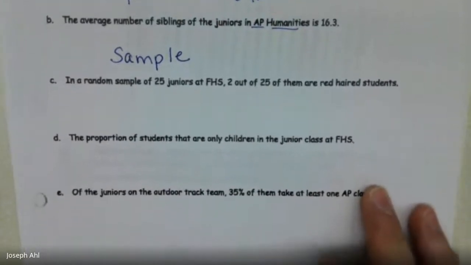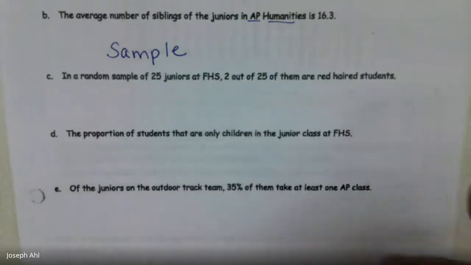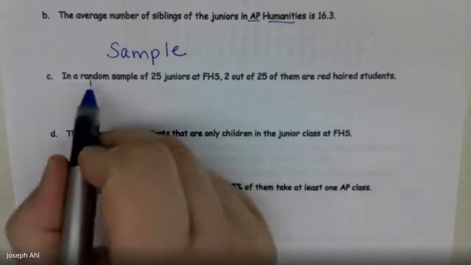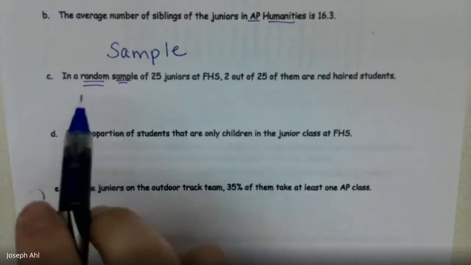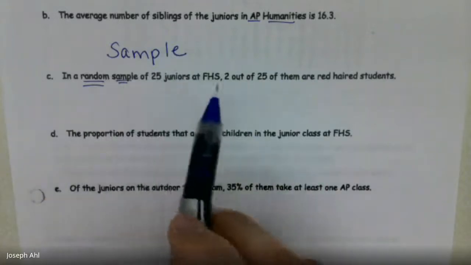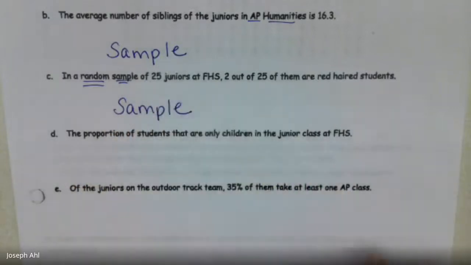All right, let's keep going on to the next example. In a random sample of 25 juniors at FHS, 2 of the 25 are red-haired students. So this one is pretty clear. I would say that this is going to have to be a sample statistic because we're taking a random sample of 25 of our juniors. So this is definitely a sample again.